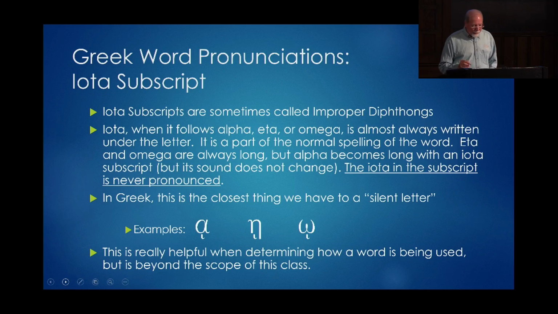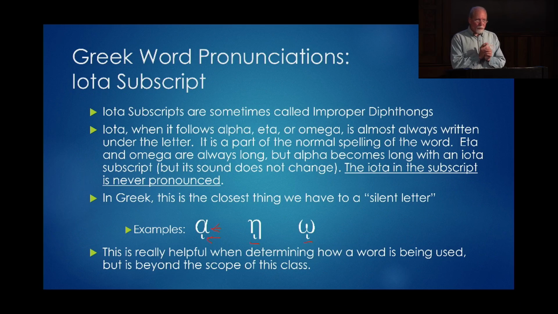Then we need to look at iota subscripts. Now this is the closest thing we have to a silent letter, because with the iota, we can see it here in these examples. We have an alpha, and then we have this iota subscript here. We got an eta with the iota subscript. We have an omega with the iota subscript. You don't pronounce those.